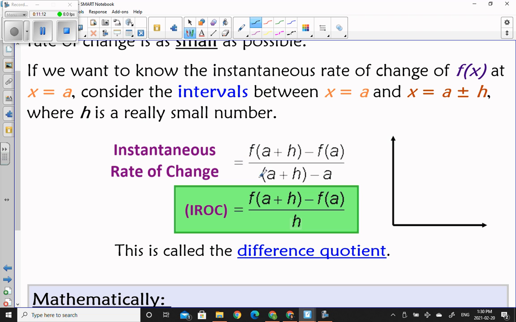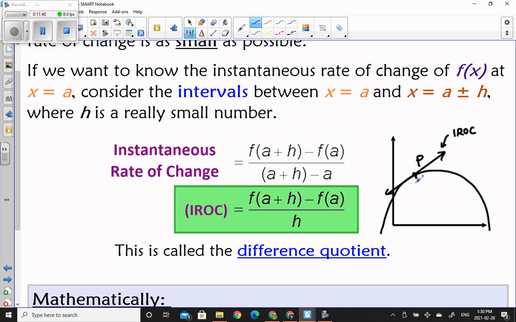This formula is called the difference quotient. To understand that, let's say I have a curve like this, and I want to find the value or the IROC at this point P. I really want to find the slope of the tangent to the curve at P, which will be something like this. The slope of this line will give me the instantaneous rate of change at point P.